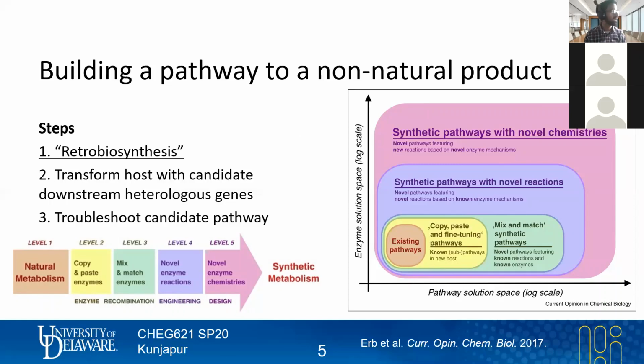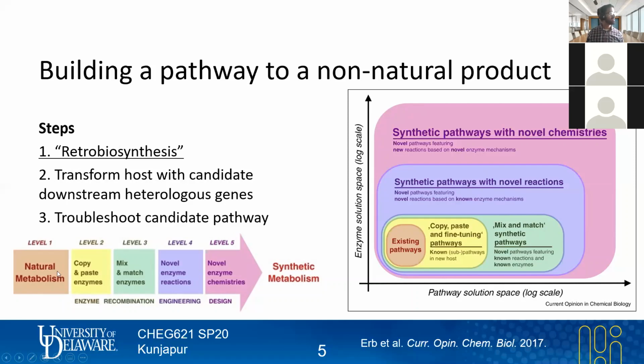And this becomes reliant on this concept of retrobiosynthesis, which we're going to discuss more for the remainder of this lecture. And really, that's the difference: you do retrobiosynthesis, and then once you've identified some candidate pathways, you transform your host with them, and then you do some troubleshooting on this pathway. And of course, in this case, both the troubleshooting and the retrobiosynthesis steps might not be trivial.